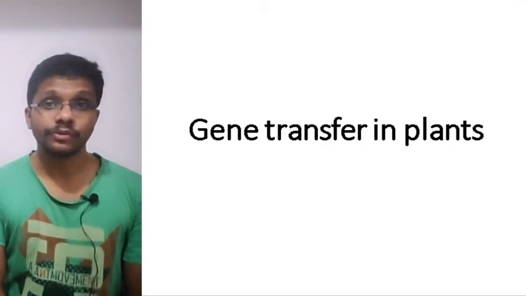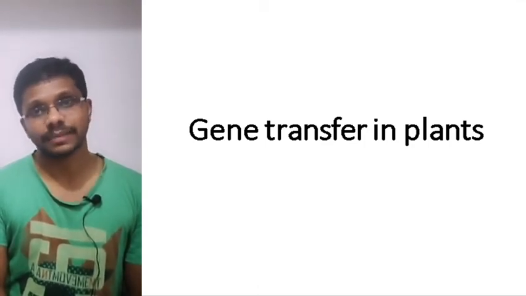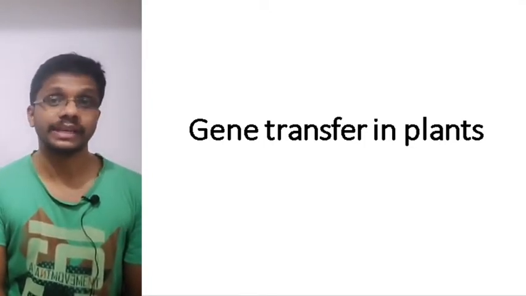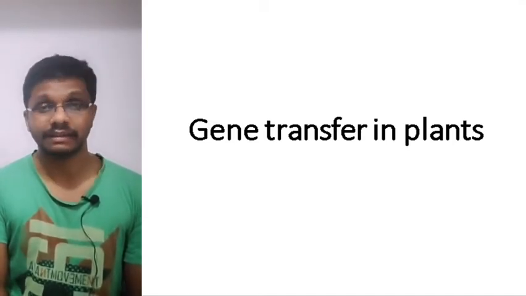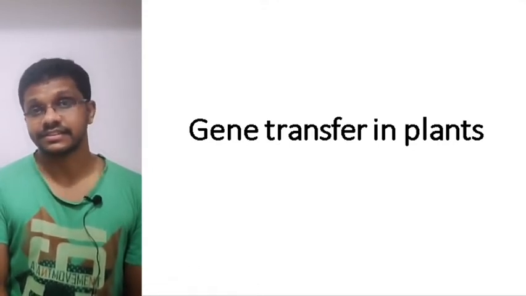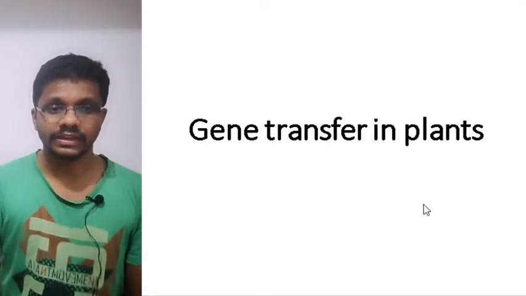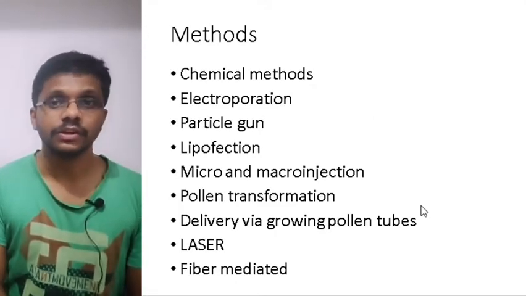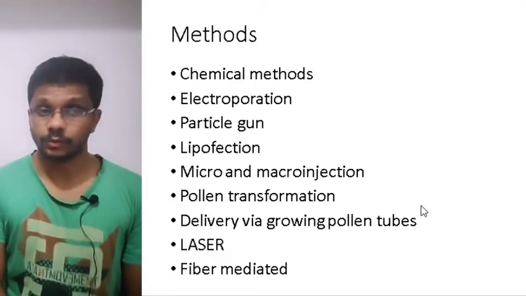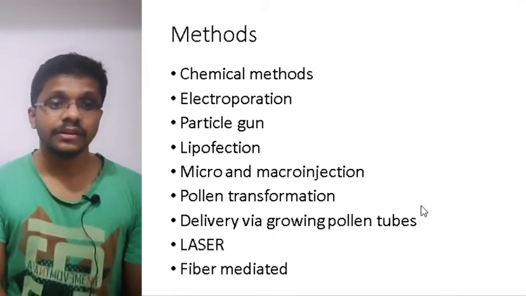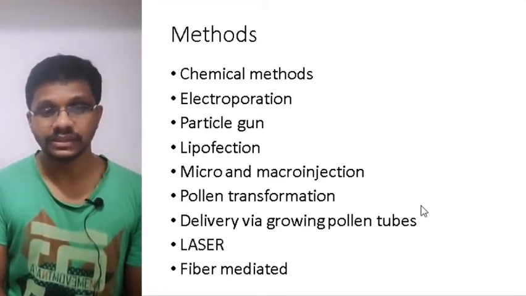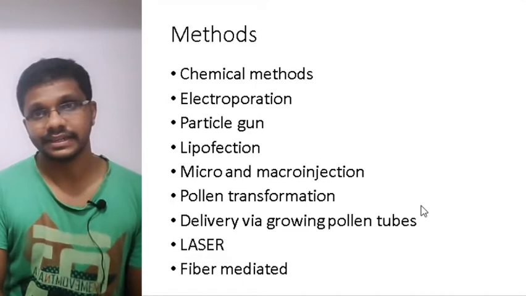Further, genetic modification and creation of transgenic plants has special importance because we are using a wide variety of genetically modified plants in agriculture, such as herbicide resistant, pesticide resistant, salt resistant, and disease resistant plants. So here is a list of methods that can be used for introducing genes into a plant. This includes chemical methods, electroporation, particle gun, liposome-mediated transfer, micro and macro injection, pollen transfer, delivery via growing pollen tubes, laser mediated gene transfer, and fiber mediated gene transfer.